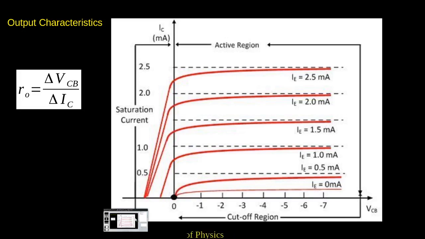The CB configuration is used where low input impedance is required. Moving coil microphones, preamplifiers, UHF amplifiers, VHF amplifiers and RF amplifiers. The CB common base configuration is also used as a buffer.